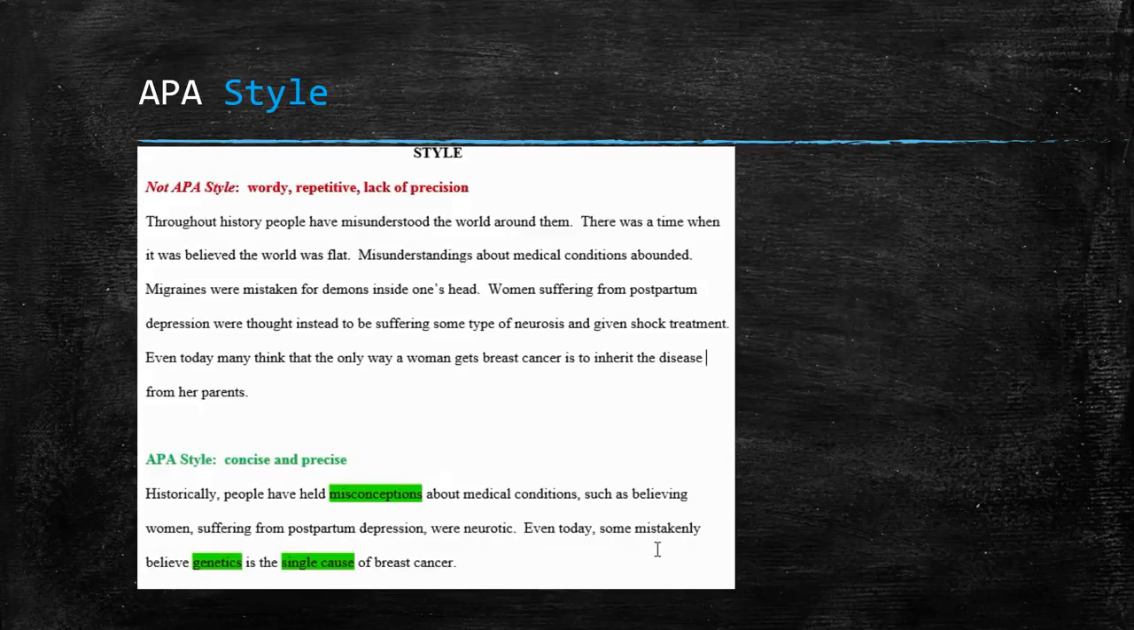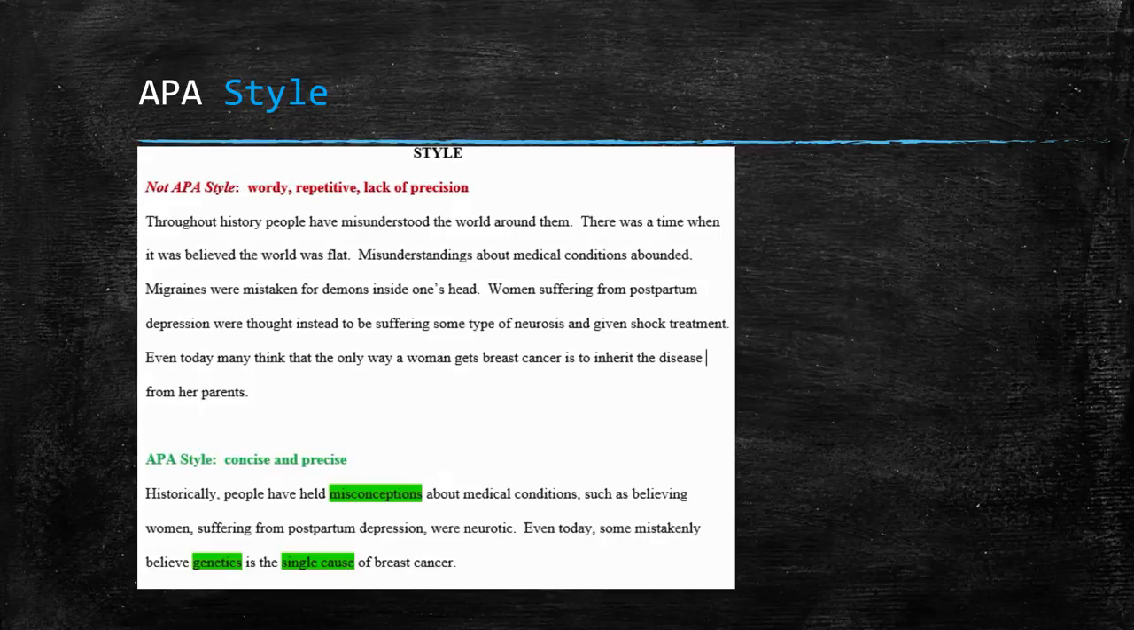Here we have, even today, some mistakenly believe genetics is the single cause of breast cancer. And that's replacing this, where it says, even today, many think that the only way a woman gets breast cancer is to inherit the disease from her parents. So inherit the disease from her parents, we have changed to genetics, and the only way a woman gets breast cancer has been changed to the single cause of breast cancer. So again, single cause instead of the only way a woman gets. This is far more precise.